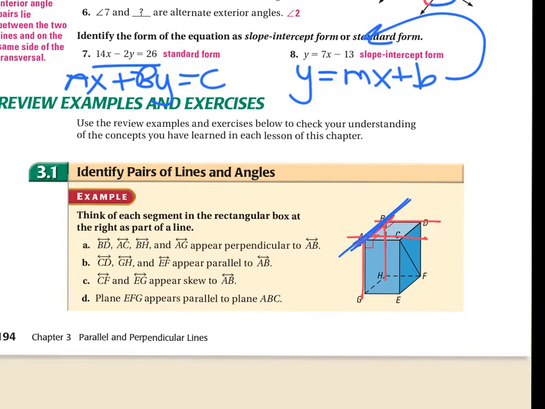Parallel to AB would be CD and EF, because although they're not on the plane that's created right now, you can technically connect these sides to make that a plane. And then skew would be non-coplanar and non-intersecting. Skew to AB could be CE, CF, DF, GE, or HF. And then plane EFG, which is the bottom, would be parallel to ABC, which is the top.